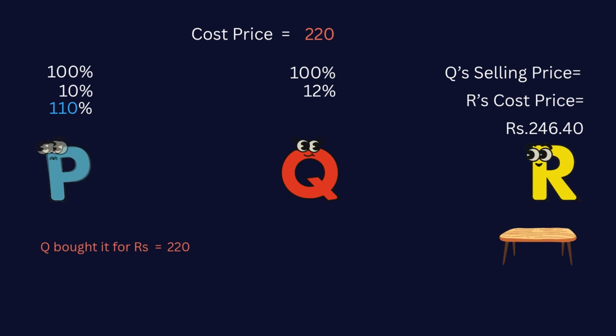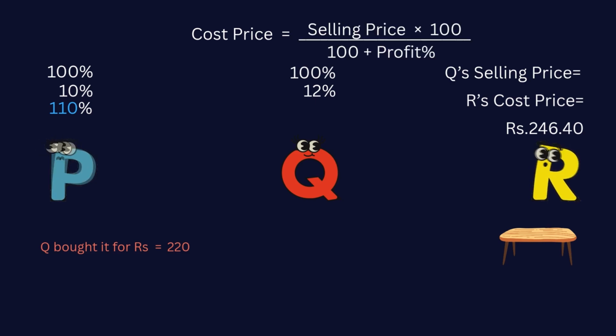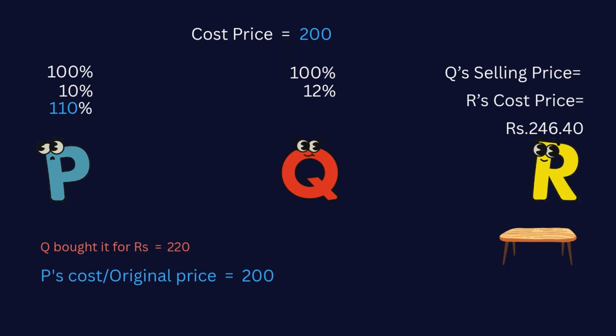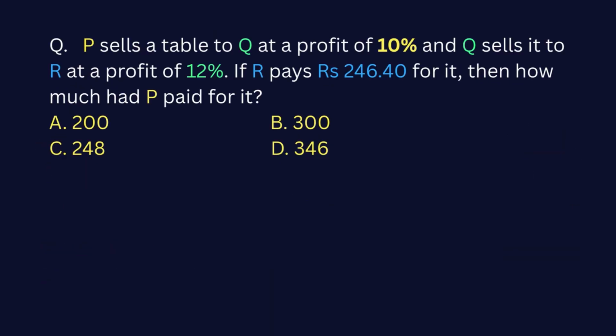Now to find the P cost price, remember that Q cost price is the selling price now. So we can repeat the same process, which is P cost price equal 220 times 100 divided by 110. Now that gives me 200 rupees, which is the cost price of P. So the original amount P paid is rupees 200. If I look at the options, we see that option A is the correct answer, which is 200.